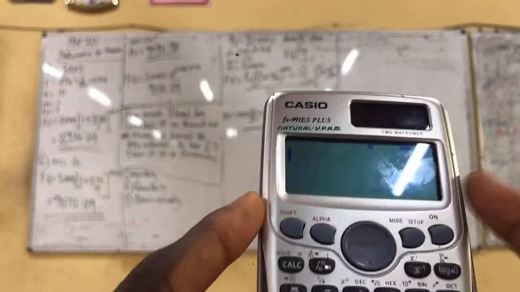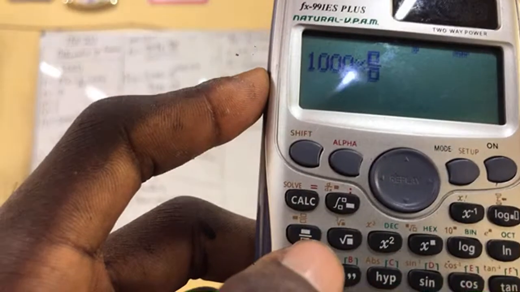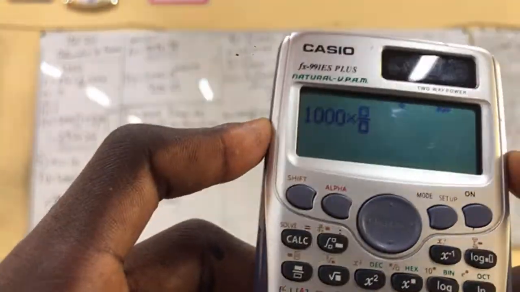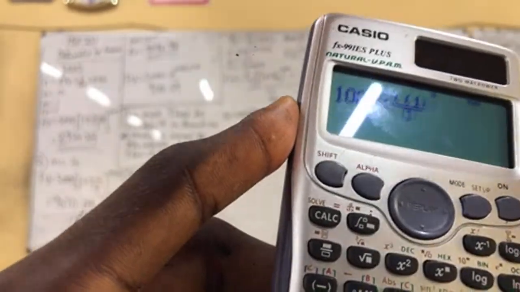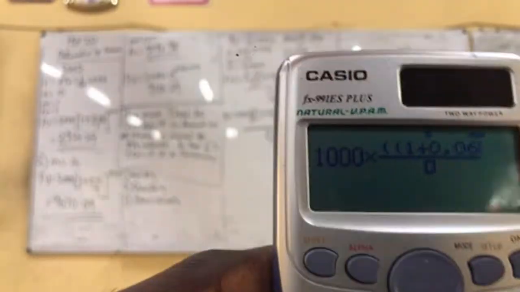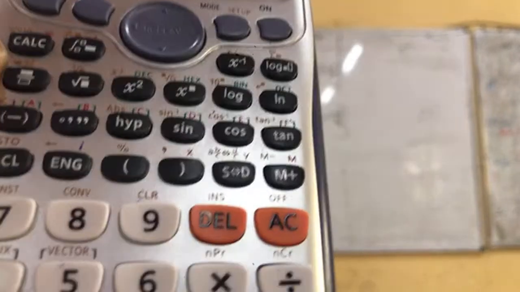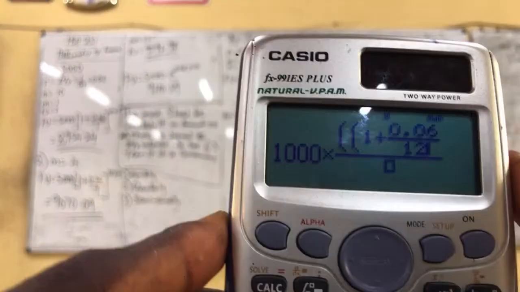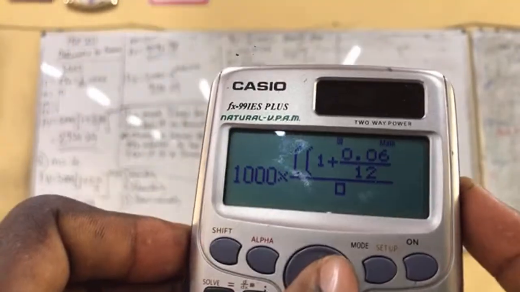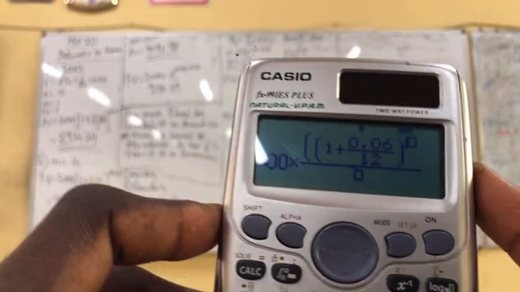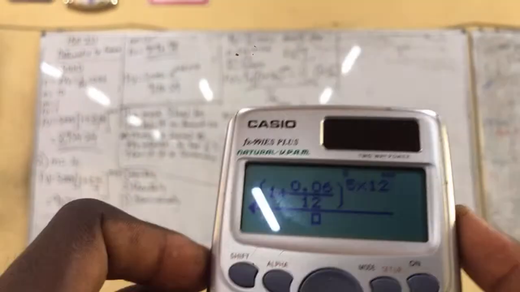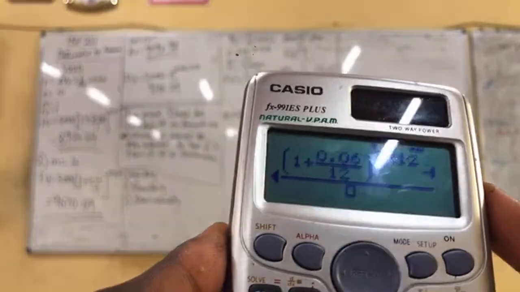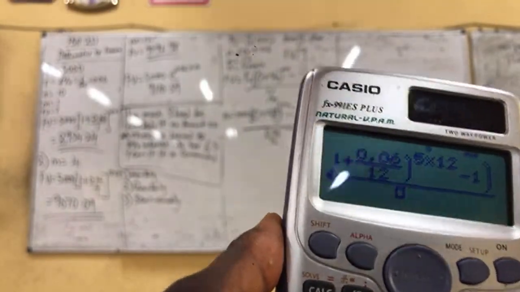Alright, let me come again. 1,000 times, then you press the fraction sign. Then open the first bracket, then open another bracket, 1 plus 0.06 over 12. As you can see, the bracket is adjusting by itself because it has been programmed that way. Close the bracket to the power of 5 times 12. Shift the cursor to the right, then minus 1. Then you close the bracket.